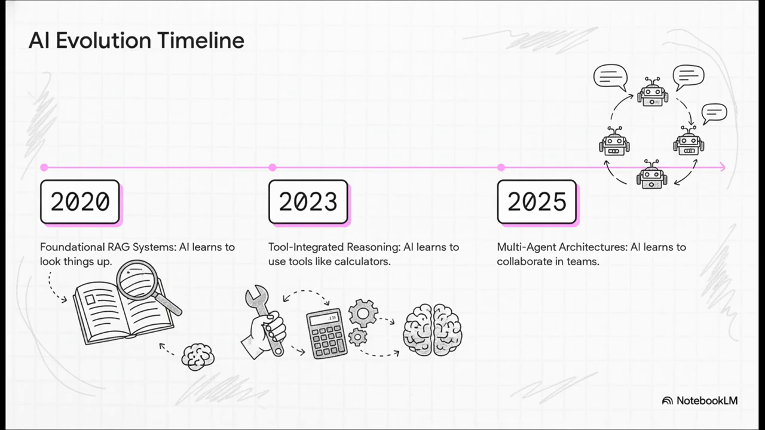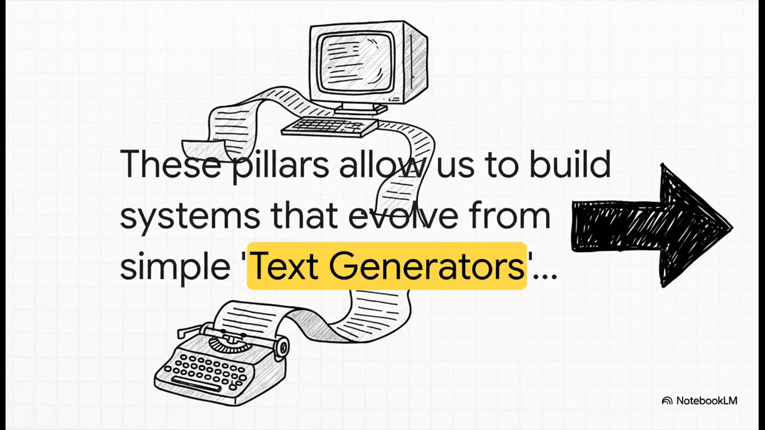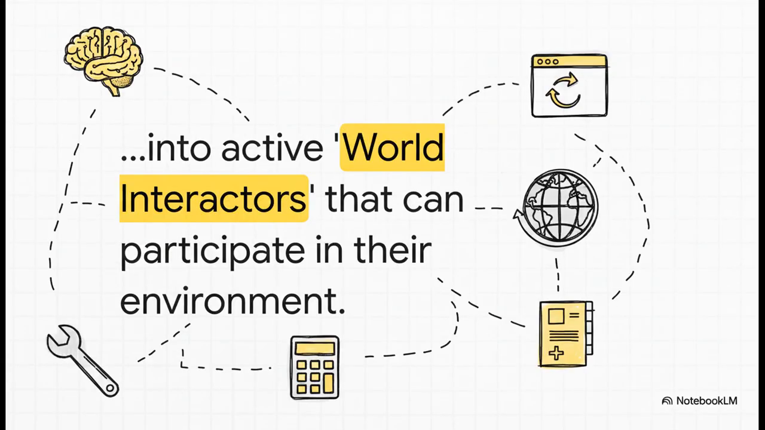By 2023, AIs are using tools like calculators and search engines. And the next big thing? We're talking about multi-agent systems, literally teams of AIs working together. And what all this means is that we're seeing a massive leap in what these systems are. They're no longer just a simple text generator. They're becoming a world interactor, and that is such a critical distinction. They're not just talking about the world anymore, they are actively participating in it.